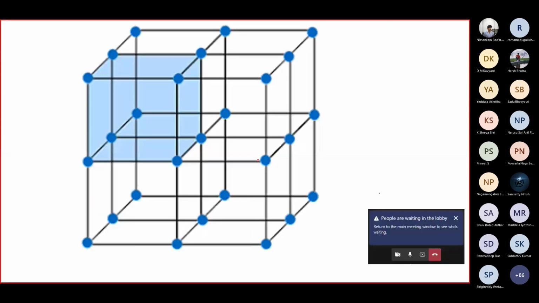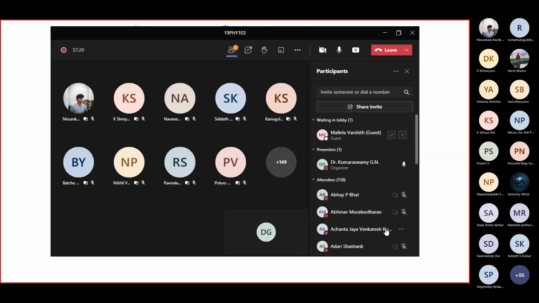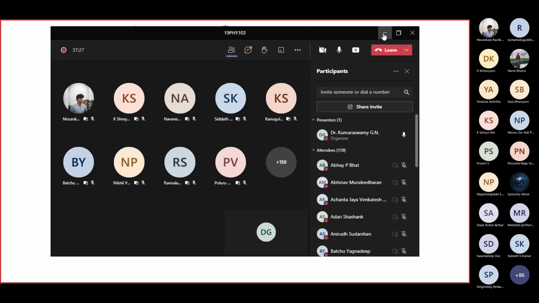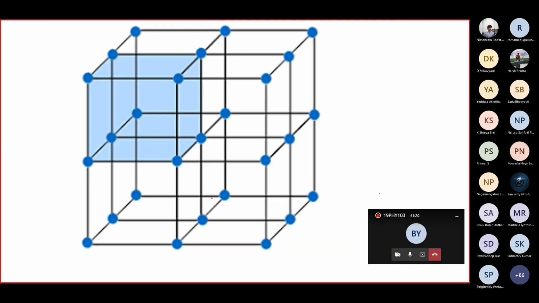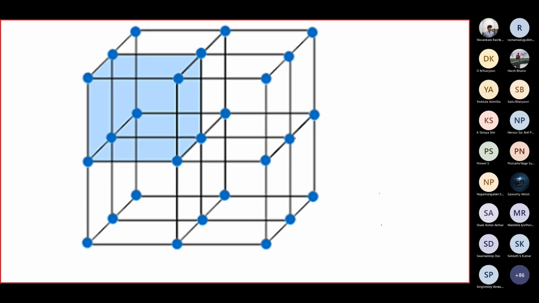It has atoms at each of these edges. Atoms at these edges. Okay.